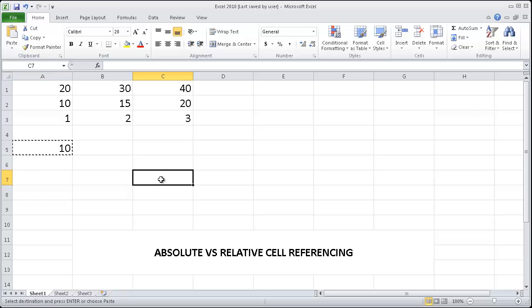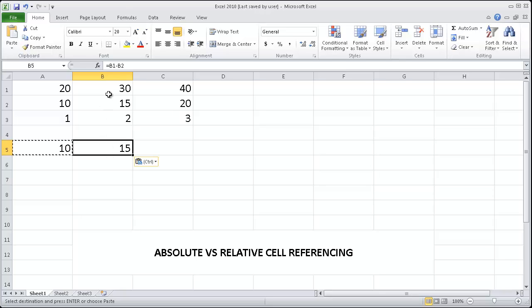What do you think will happen? Or let's just paste it over here in B5. If I paste it, what do you expect to happen? I think most students would say 10. But let me paste it now and see what happens. It actually says 15. Now, where did that come from?